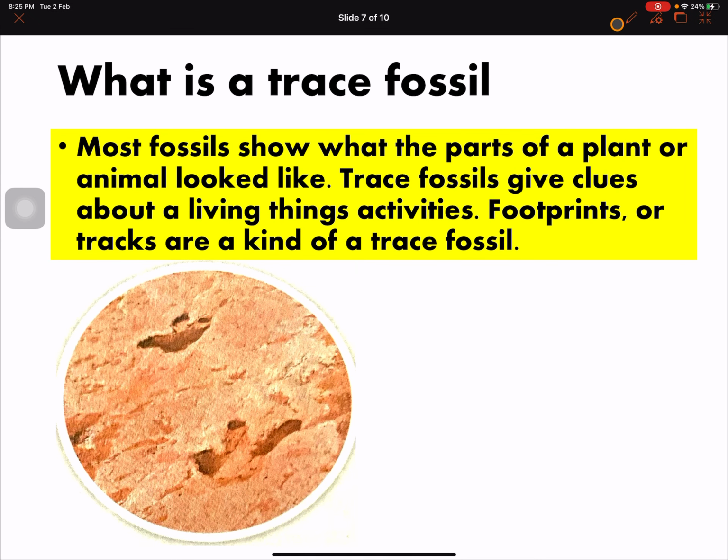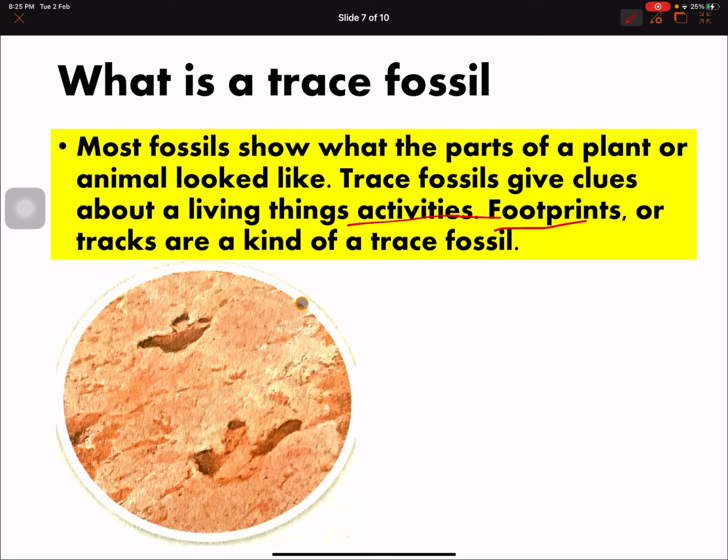Now, what is a trace fossil? Well, lots of fossils show what the parts of a plant or animal looked like. But trace fossils give clues about their activities. So it gives clues about their activities, okay? Not their body. Footprints or tracks are kinds of trace fossils.